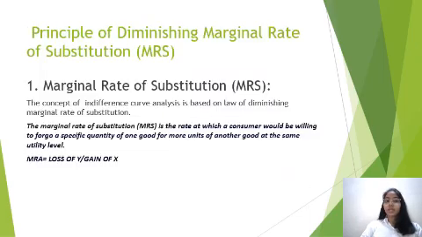The next one is the principle of diminishing marginal rate of substitution. The marginal rate of substitution, as I said before: the concept of indifference curve analysis is based on the law of diminishing marginal rate of substitution. In simple language, the marginal rate of substitution is the rate at which a consumer would be willing to forgo a specific quantity of a good for more units of another good at the same utility level. So this is the formula.